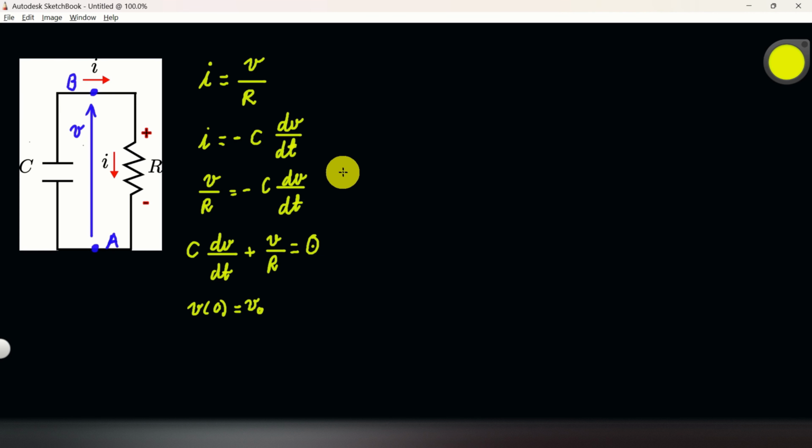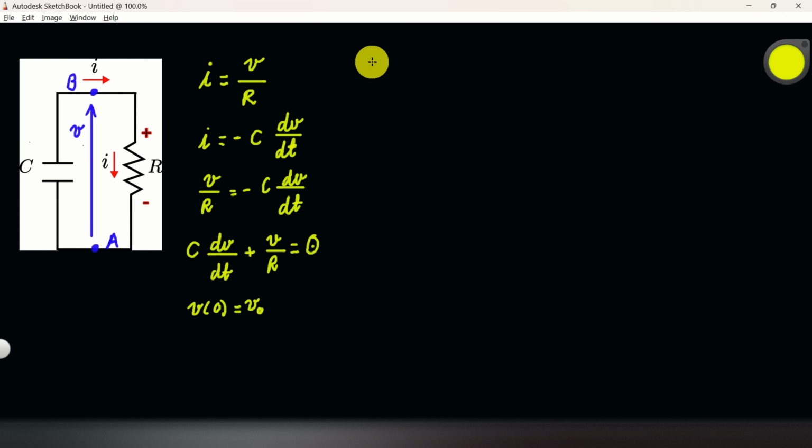There are at least two approaches to solve this differential equation. The first approach is to use the Laplace transform, and the second approach is to directly integrate this equation. In the next video tutorial, we will be using the Laplace transform, and in this video tutorial, we will be using the direct integration. Let's transform this equation in a more convenient form.